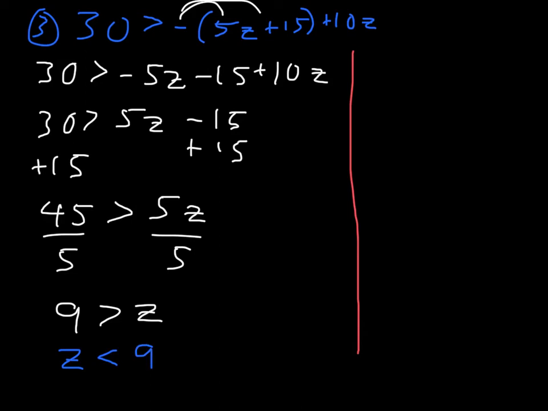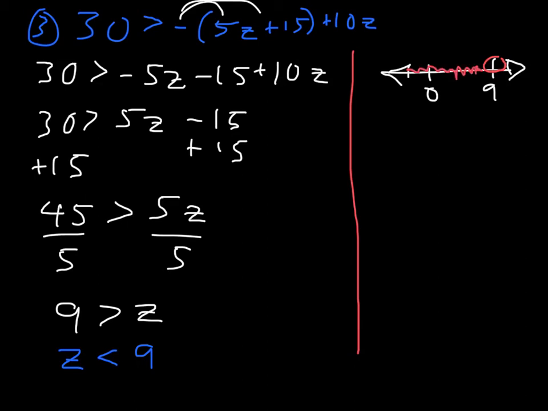Okay, I'm going to graph it up here, and on my number line, if I have it like this, we want a 9 and a 0, so we're going to have 0 down here, 9 up here. And this says z is less than 9, so it'll be an open circle at 9, and z is less than, we want to go to the left.